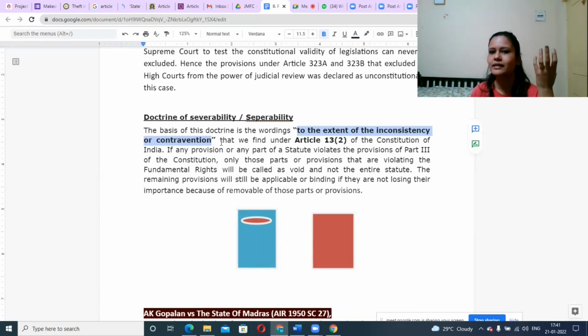As in, if there is one section which violates fundamental rights given in part three, only that certain section should be considered as void. We should not consider that the entire Indian Contract Act itself is void, because other parts are fine. They are working well in society. So what should be considered as void? It is only to the extent of inconsistency or contravention. If there is one section which is violating, consider that section as void. If there is an entire chapter that is inconsistent, consider that entire chapter as void. But you don't need to consider the entire legislation as void. That is the understanding for this theory which is being applied.